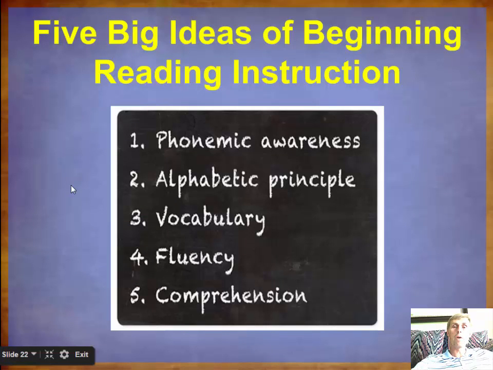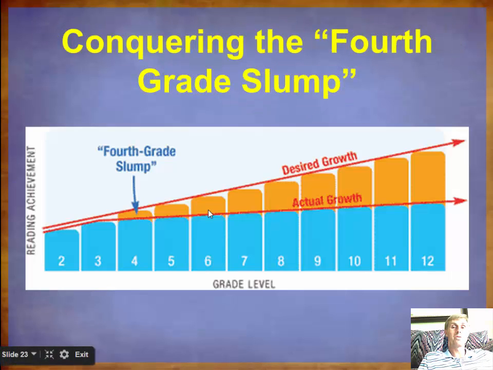During the primary grades, most American schools do a good job of teaching the 5 big ideas of beginning reading instruction. And those are phonemic awareness, phonics, vocabulary, fluency, and comprehension. Problems with reading proficiency start to appear at the 4th grade, particularly in low-income schools.